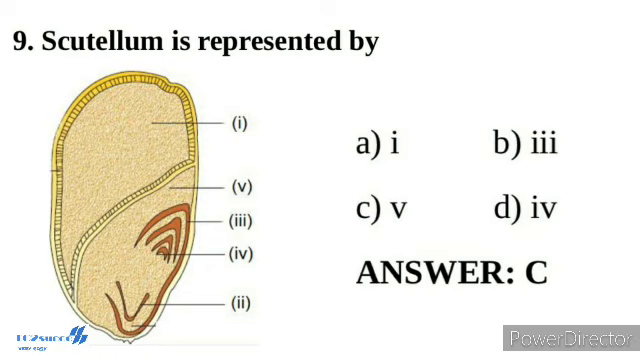It consists of one large and shield-shaped cotyledon known as scutellum and a short axis with a plumule and radicle. The plumule and the radicle are enclosed by sheaths which are called coleoptile and coleorhiza. So the correct answer is option C.